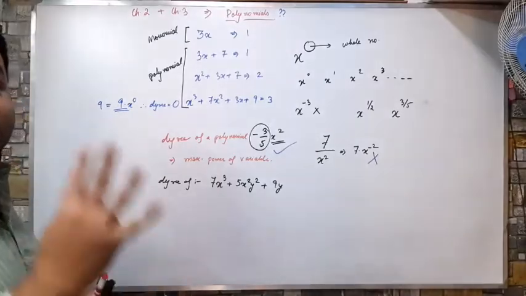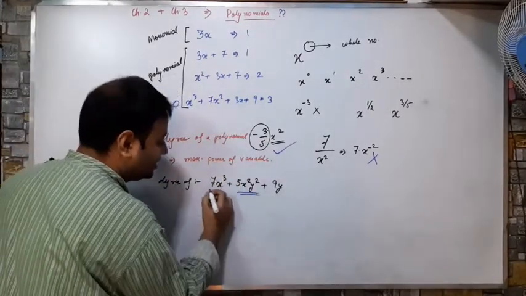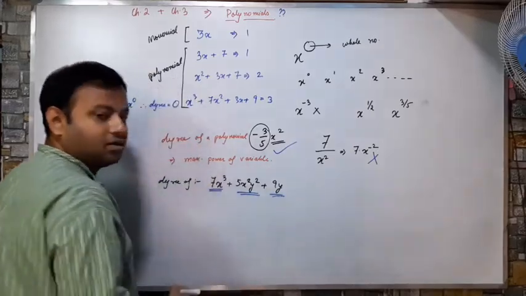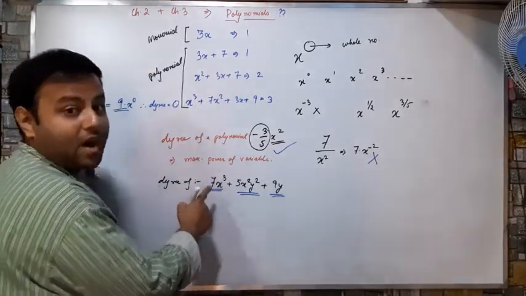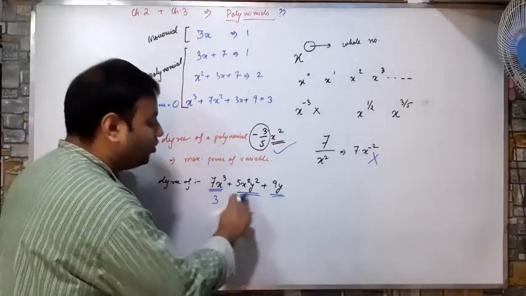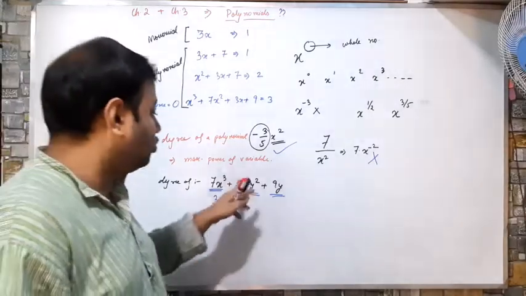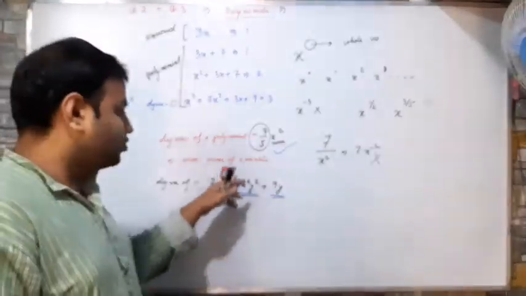No, the degree is 4. How? Because this is a single unit, this is a single unit, this is a single unit. The power of the variable here is 3. Here there are two variables, x is also a variable and y is also a variable. I have two powers here, na? x square and y square.